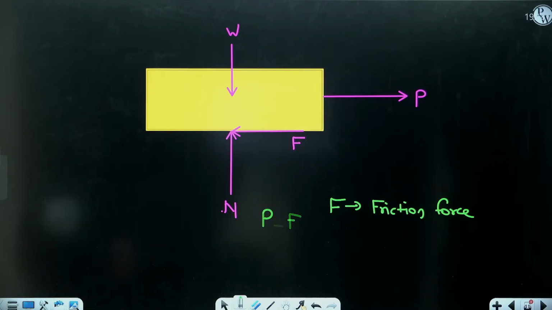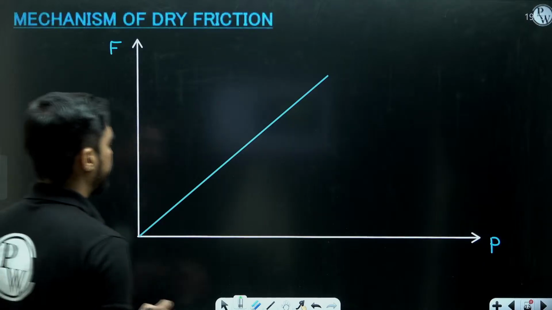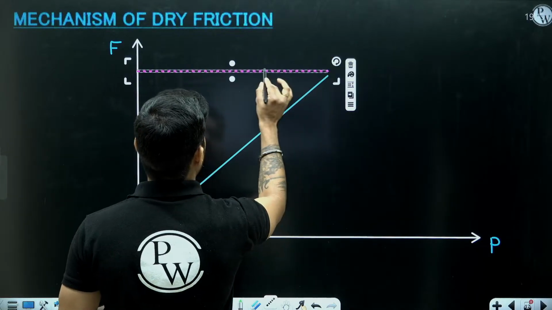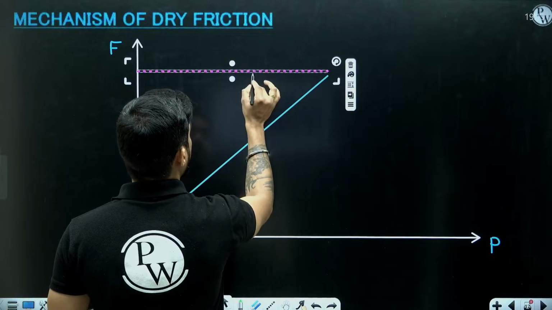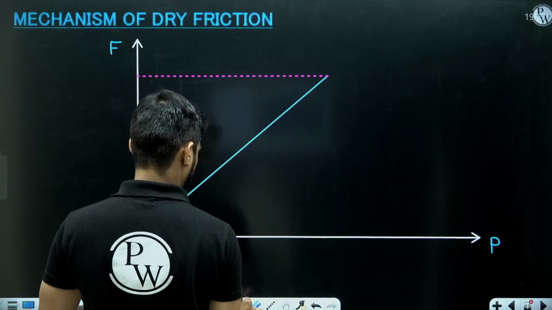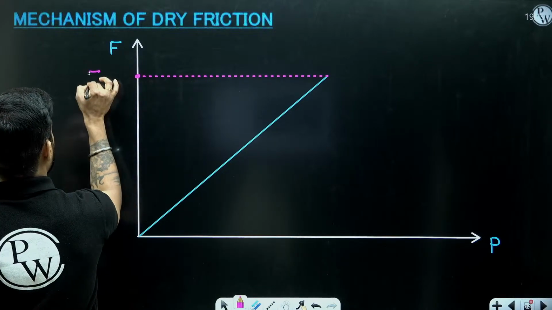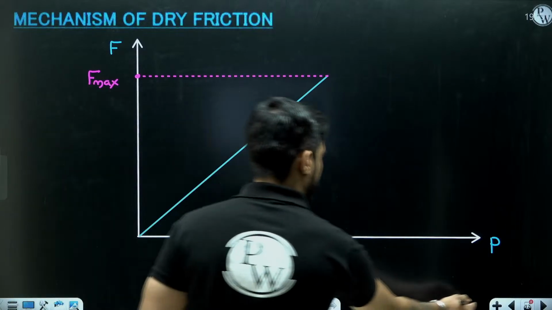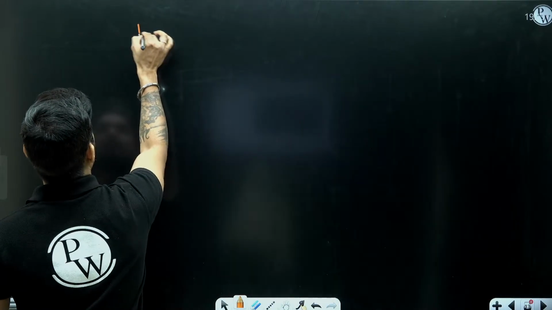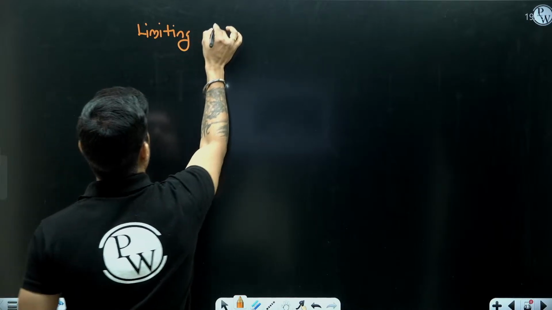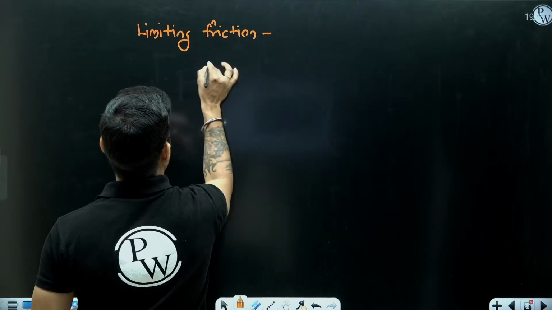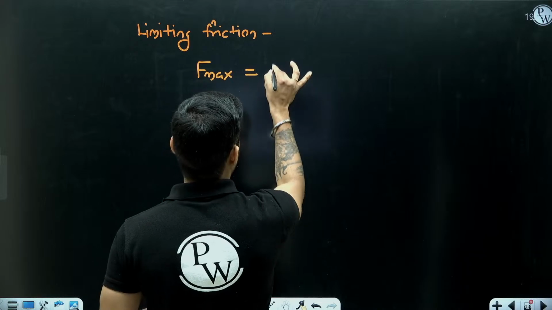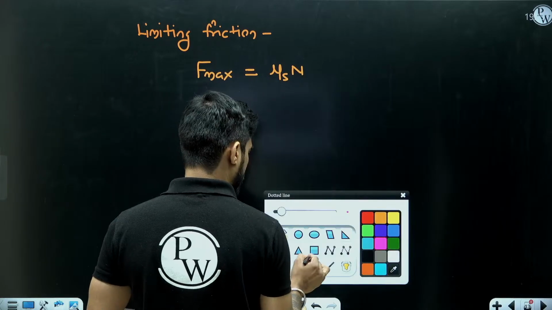But there will be a point when your friction force will reach its maximum value. This maximum value, F maximum, is known as limiting friction, and its value is given by F maximum equal to mu s into N.